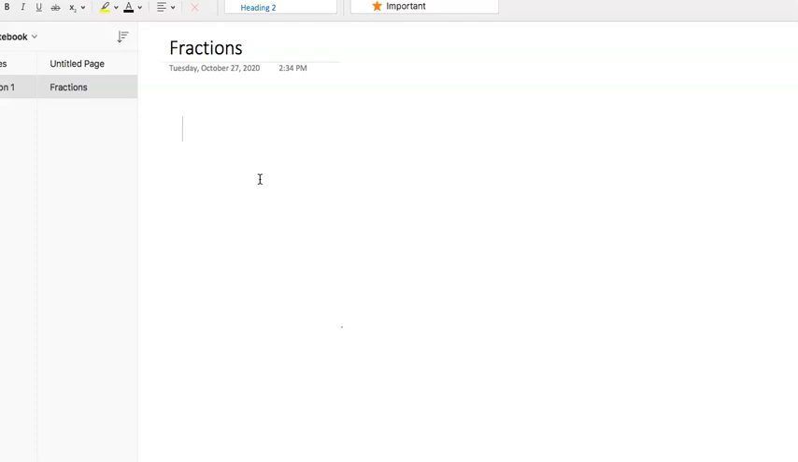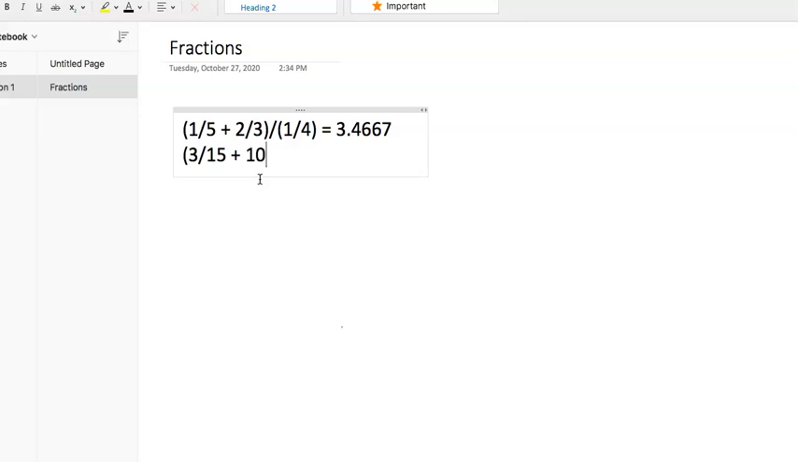Okay, the next one we're going to go 1/5 plus 2/3 divided by 1/4. Pretty similar thing here first, where we have to find that common denominator, where we have a 5 and a 3 in the denominator. So 1/5 we can make 3/15. And 2/3, if we multiply the top and bottom by 5, we can make 10/15.